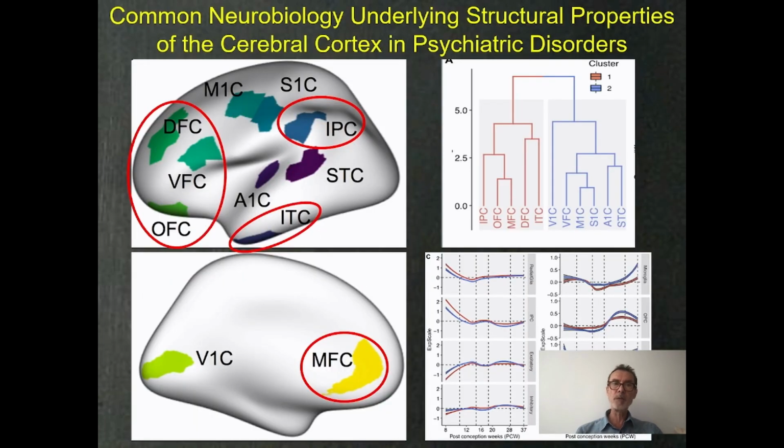So to finish up, it seems that we definitely see a lot of common neurobiology that underlies structural properties of the cerebral cortex in psychiatric disorders, in case of surface area, perhaps related to the pattern of the co-expression of progenitor cells versus differentiated cells.